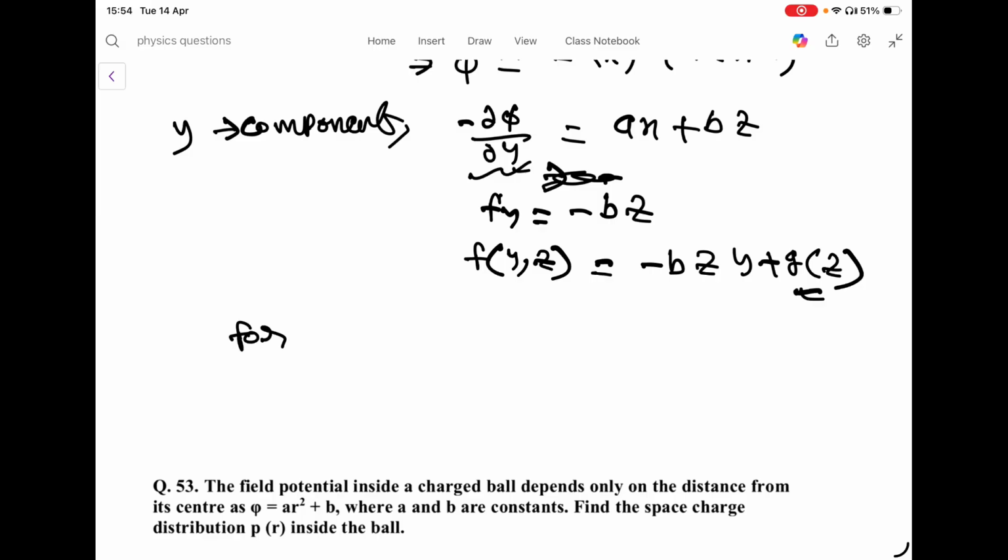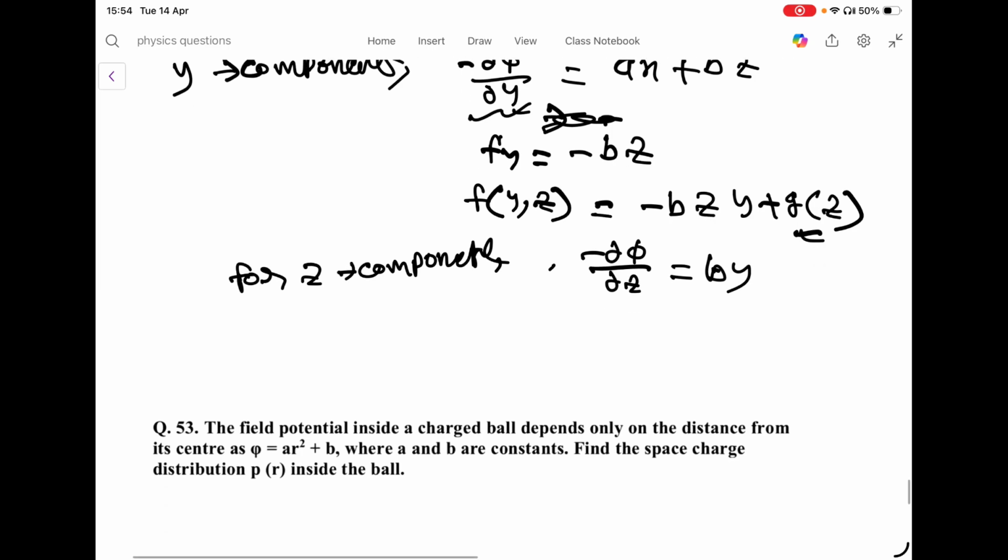And for the z component, minus del phi by del z equal to by, and when you integrate these things, you will get g dash z equal to 0, so g will be constant.